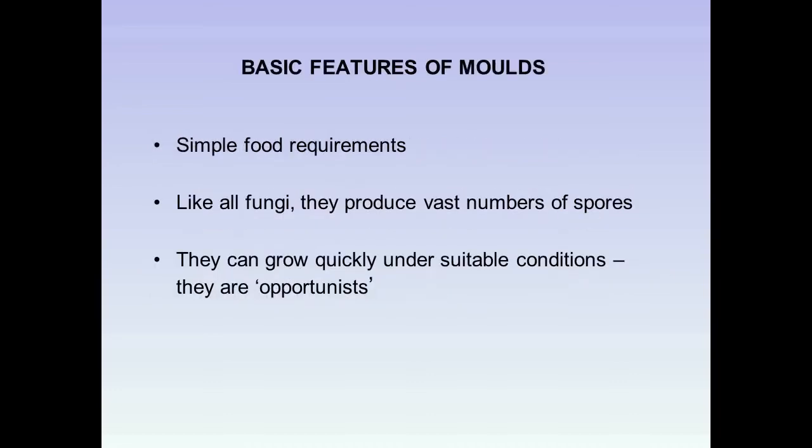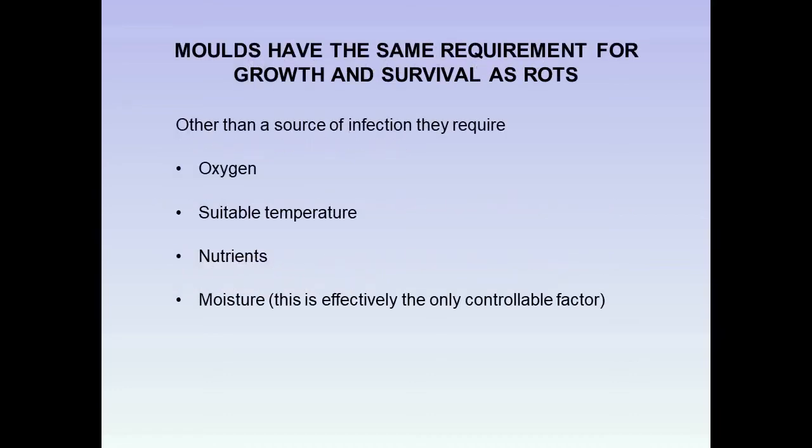So the basic features of mould: they have simple food requirements, and like all fungi, they produce vast numbers of spores, and they can grow quickly under suitable conditions. In other words, we can regard them as very much opportunistic. They have the same requirements for growth and survival as rots, or indeed any other fungus. They require oxygen, air, suitable temperature, nutrients, and moisture. Moisture is really the only effectively controllable factor.